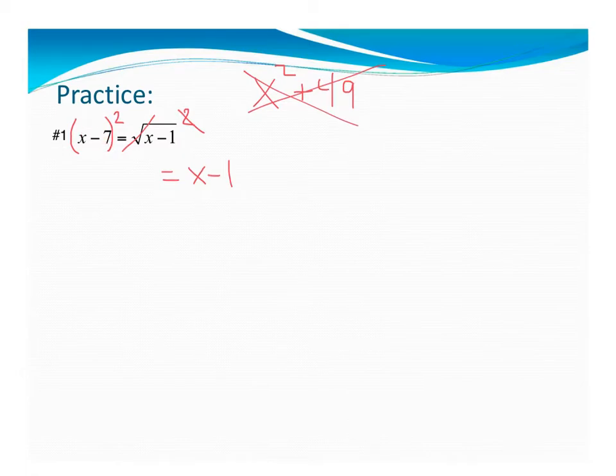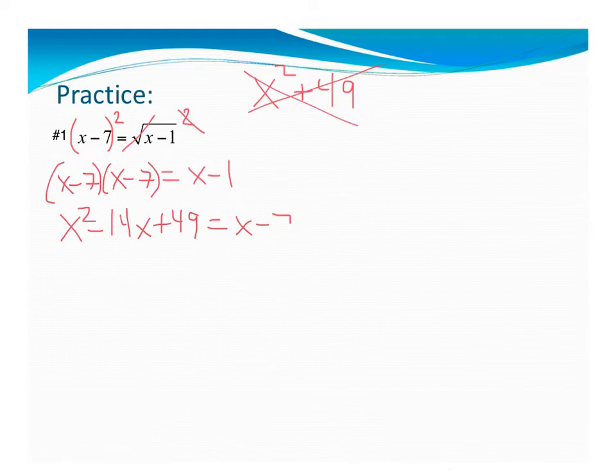What we have to do is think about it like a FOIL problem. So we're going to have x minus 7 times x minus 7. Okay, so I'm going to have x squared. I'm going to have negative 7x and negative 7x, which gives me negative 14x, and then plus 49 equals x minus 1. So you would have been really close. However, you would have been missing that middle term, the negative 14x.